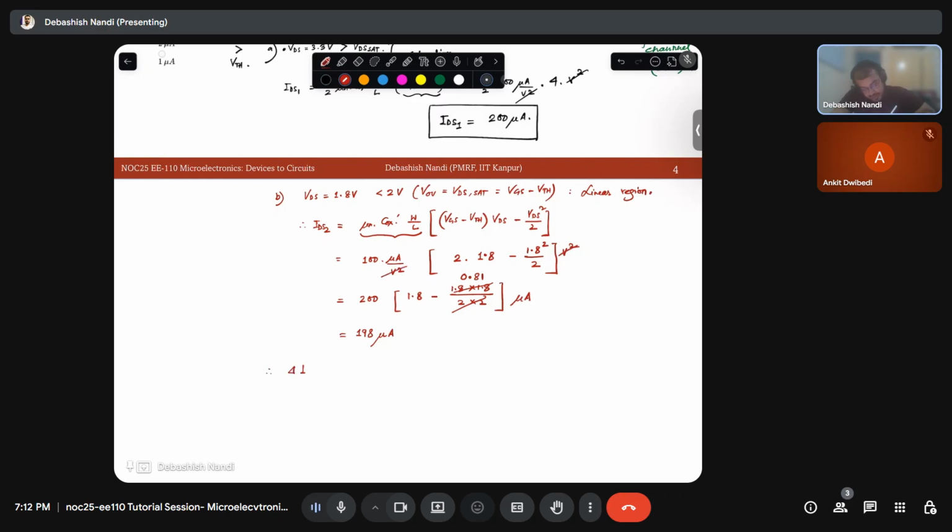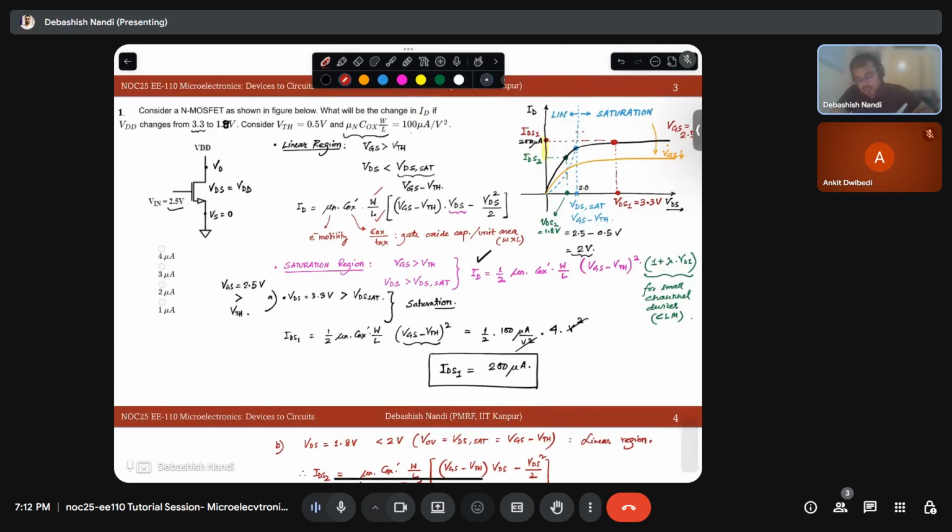So what is your delta IDS? Delta IDS is nothing but IDS1 minus IDS2, that is 2 microampere. So what we needed to focus on was the region of operation of the transistors. This point is now 198 microampere, so this difference is nothing but 2 microampere. Okay, I think this is pretty straightforward. Now let us move to the next problem.